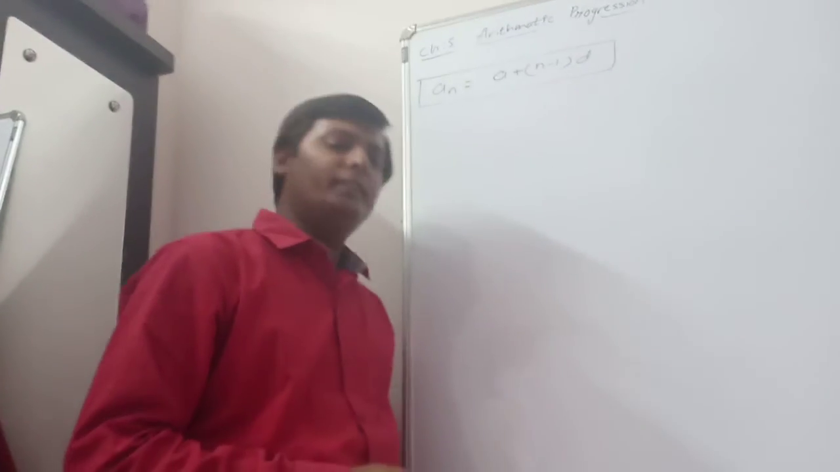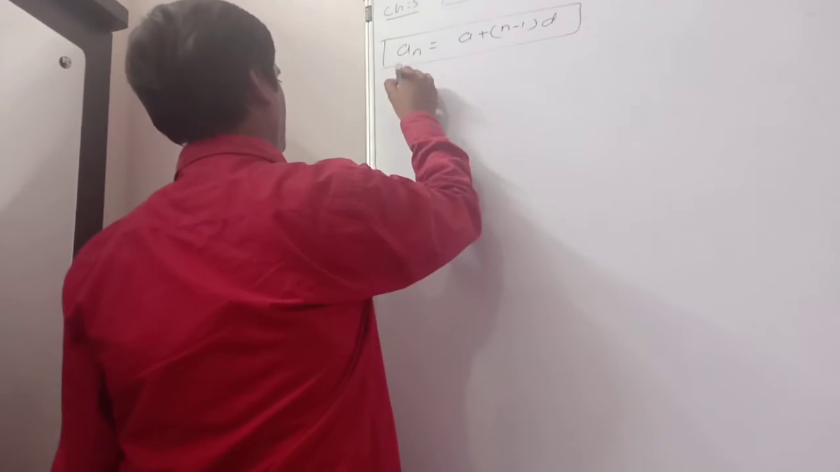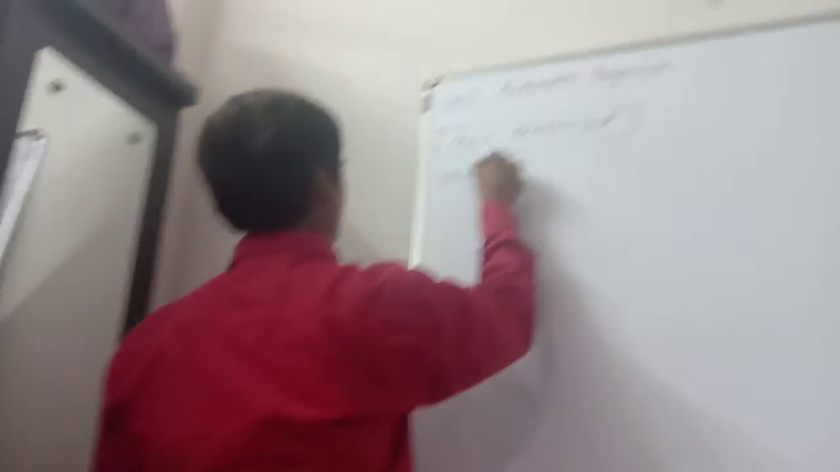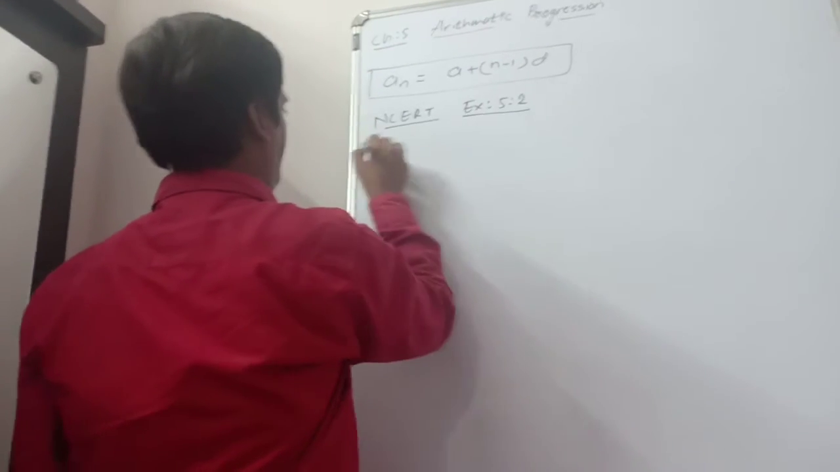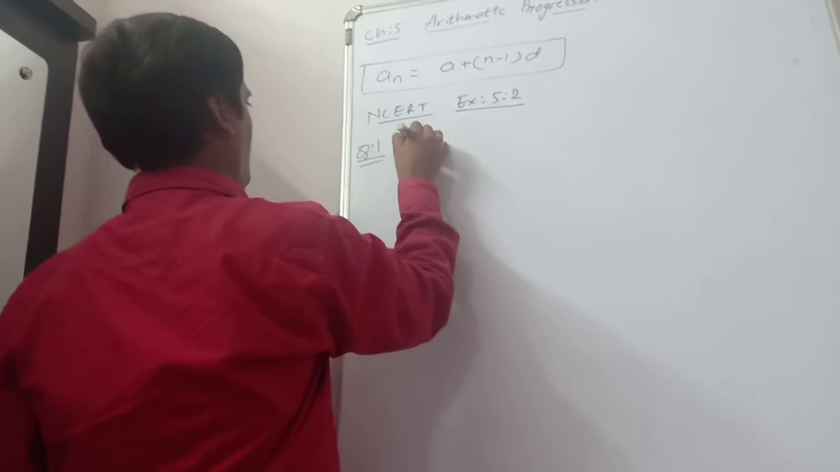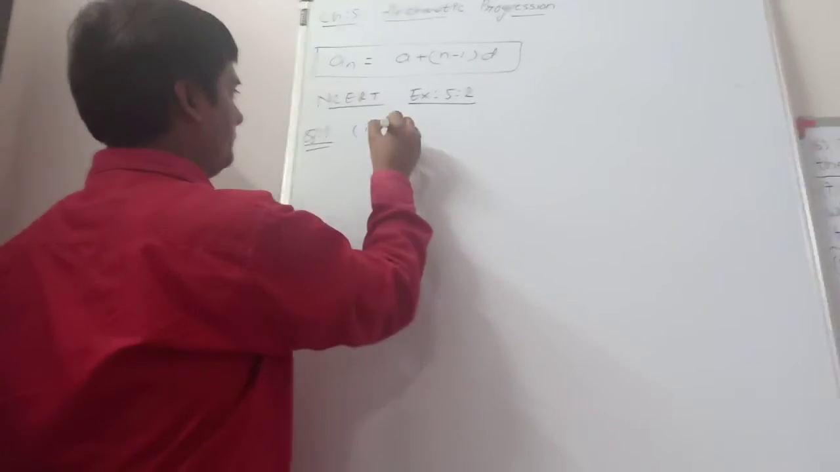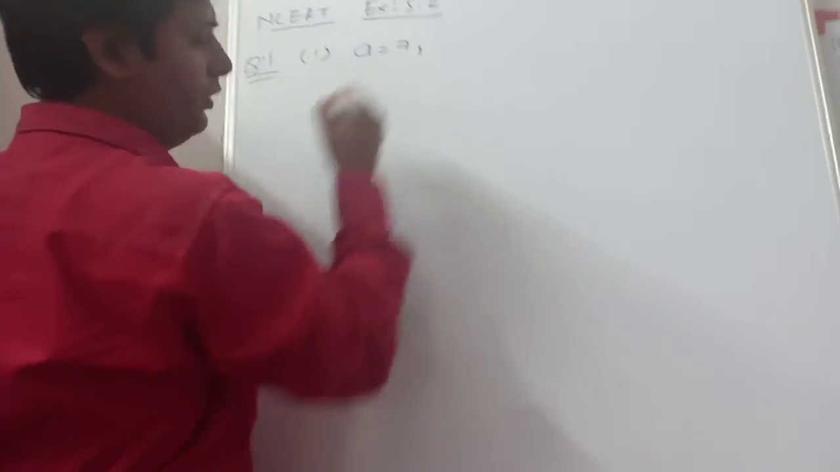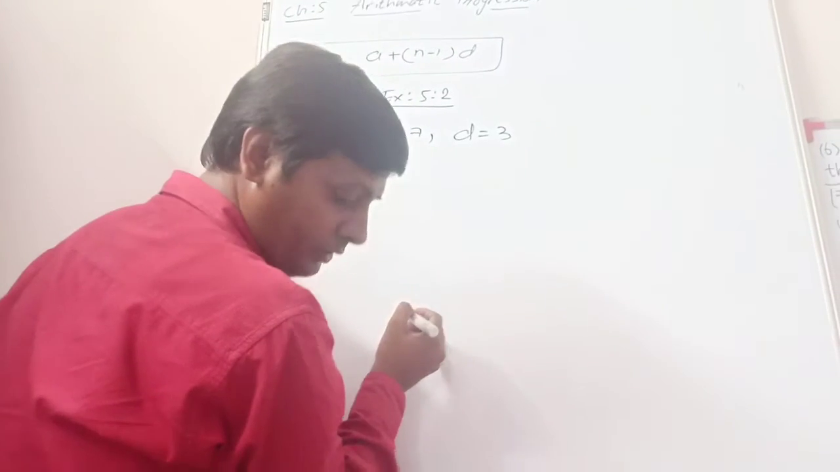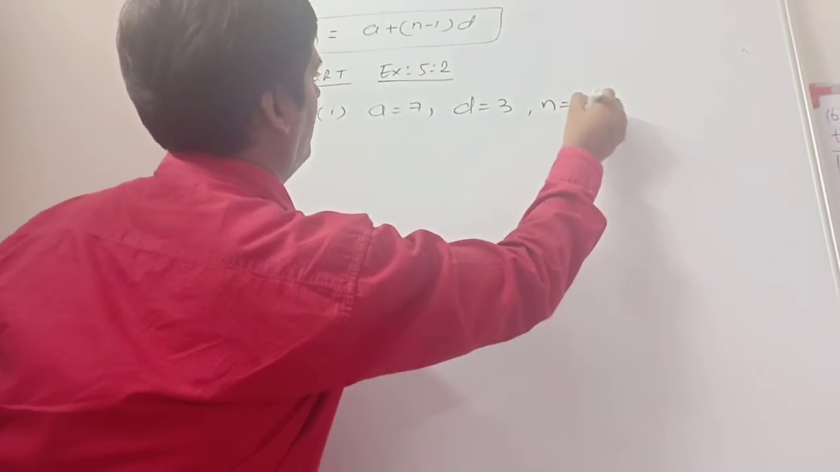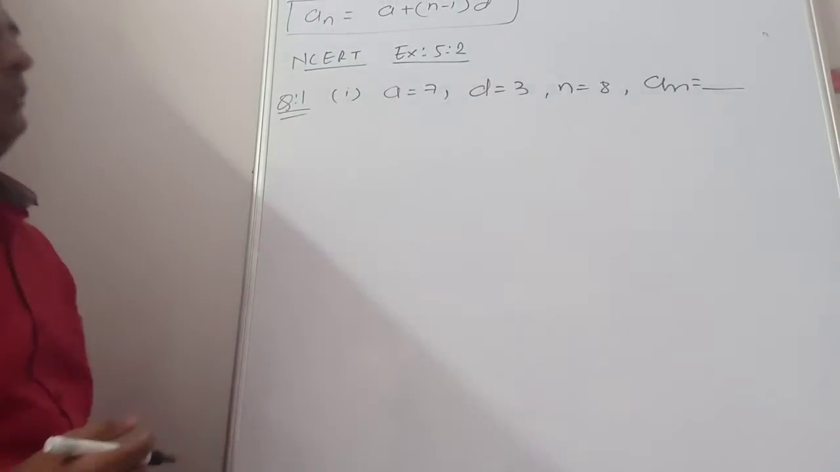Now we start exercise 5.2 of the NCERT. Question number 1, part 1. Here some values are given and some are missing. A is equal to 7, common difference is equal to 3, and n is equal to 8. Then we find out the an. Clear? Okay, so very simple.